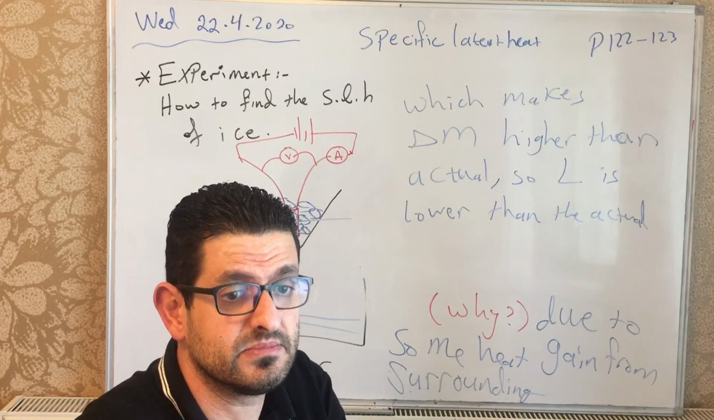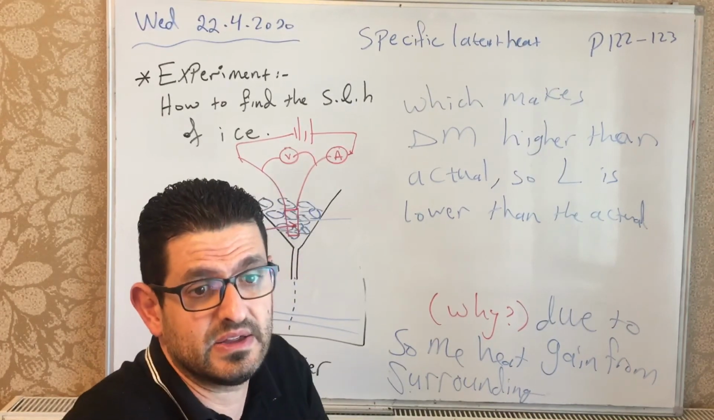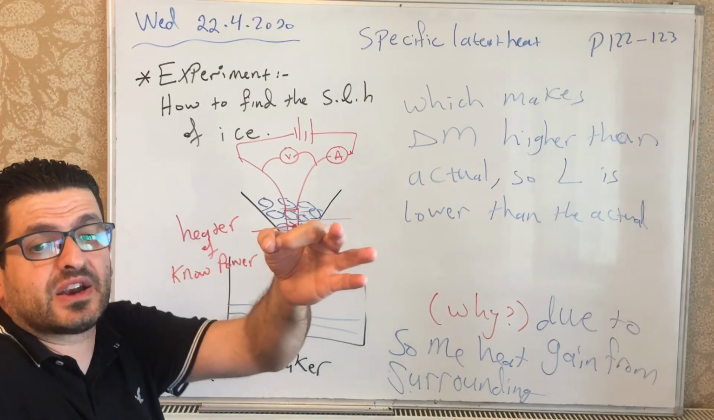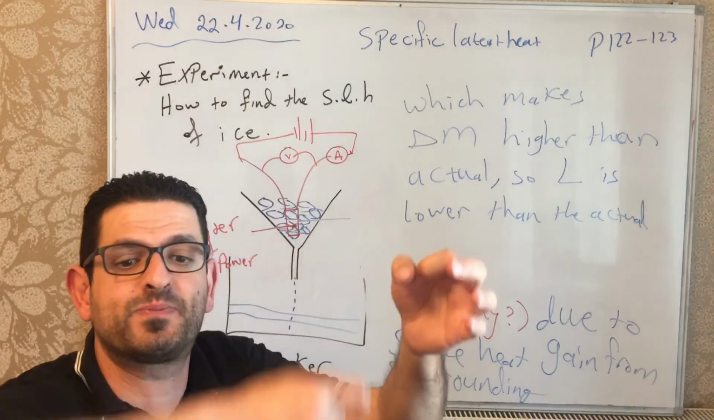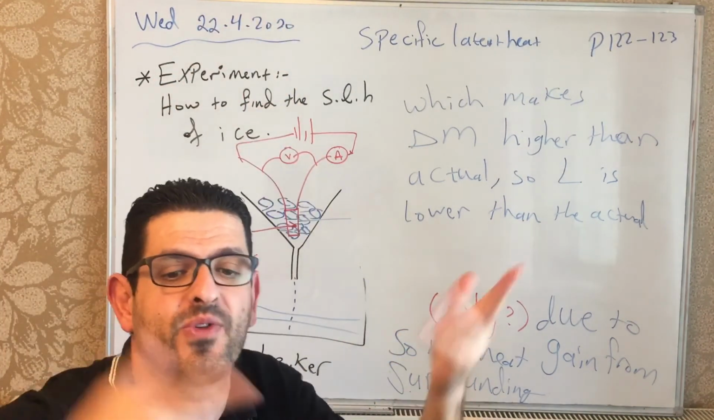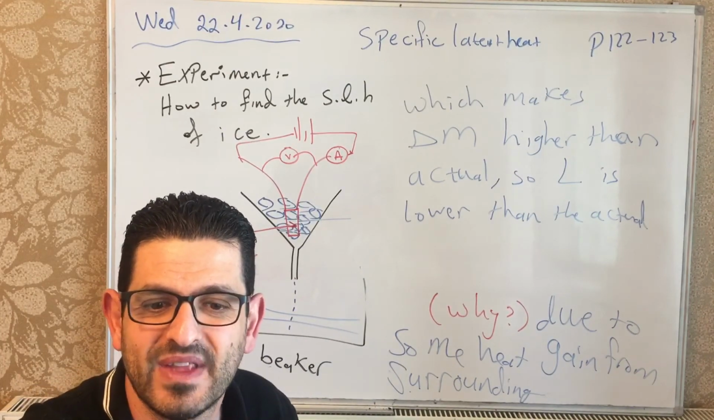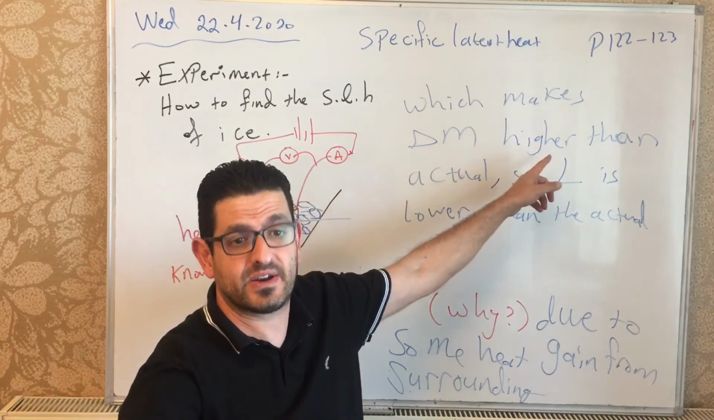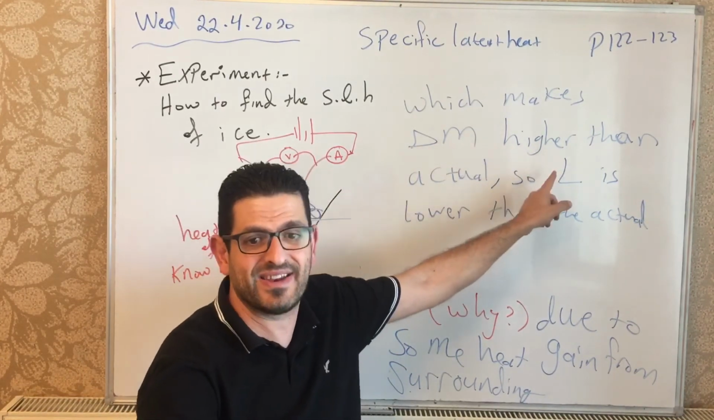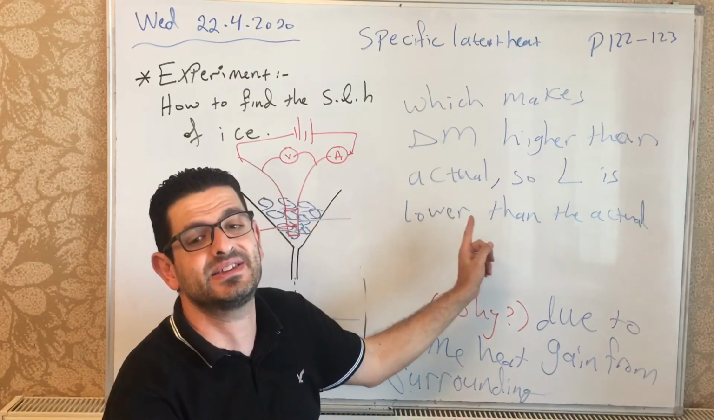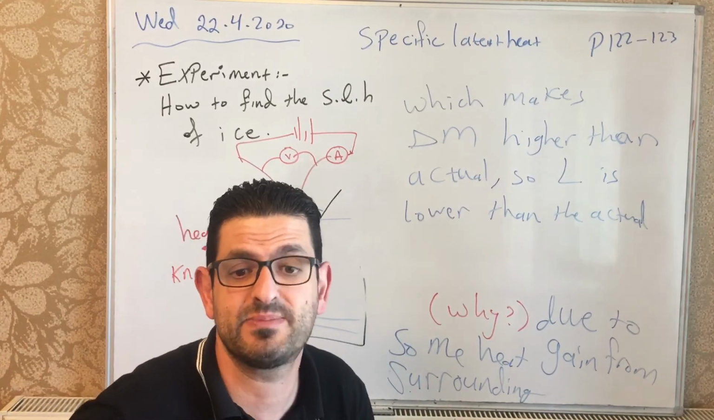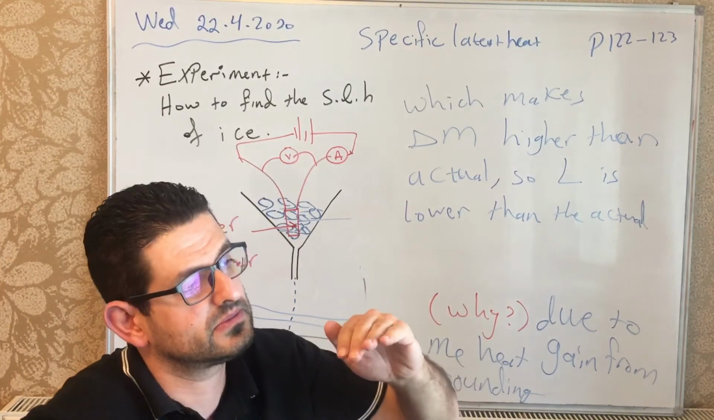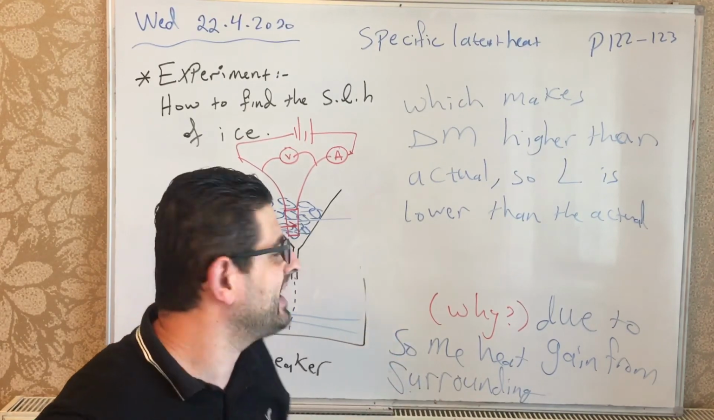Second problem, look please. If the opening of the funnel here is large, maybe some cubes of ice will fall without being melted. So delta M will be higher again. So this is another reason. So what do we do? Listen to me please. We put like a gauze here.